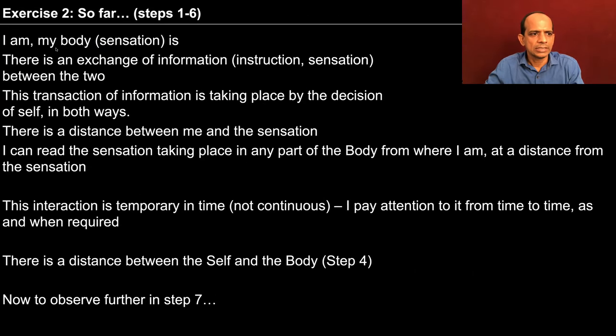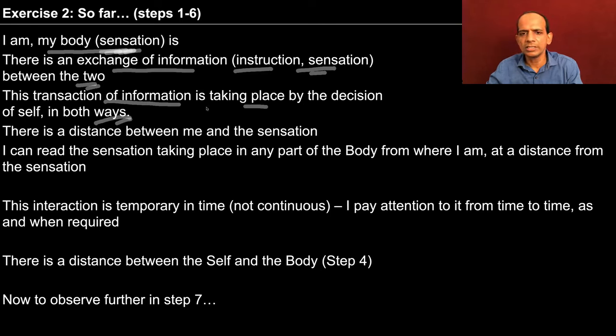So in step one, we discussed that I am there and my body is there, and I'm able to get to know about my body through sensation. There is an exchange of information: I am sending instruction to the body and reading sensation from the body. So these are taking place between the self and the body. And the transaction of information is taking place by the decision of the self in both the ways, whether I instruct the body or I read the sensations from the body.